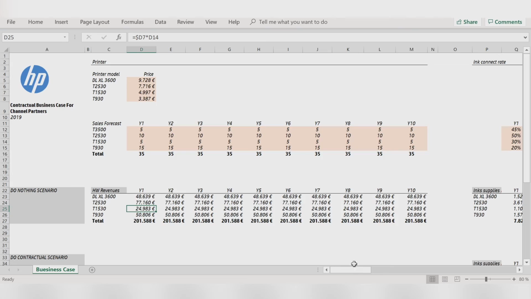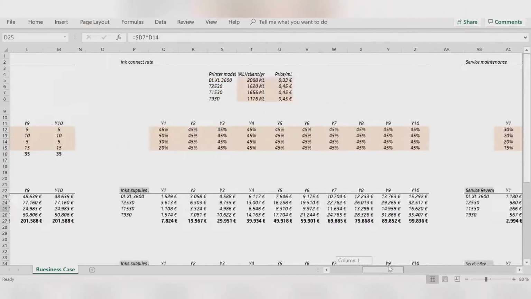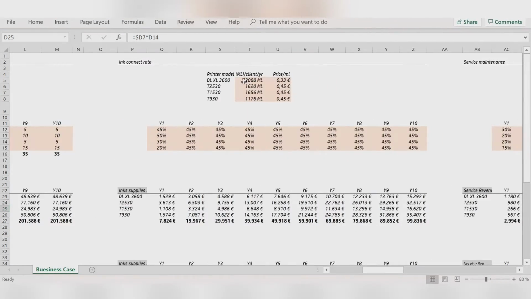Now let's move on to the second section about the ink connect rate. In this section at the top, you can find the assumptions or the input about the milliliters by client, by year, that you could expect for each of these printer models. This information we provide here is based on the macro data that we have. However, depending on which market segment you sell this printer to, you could see these numbers change. So it's your job to adapt these numbers to your reality.